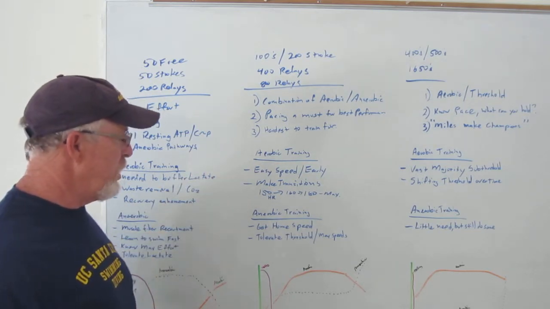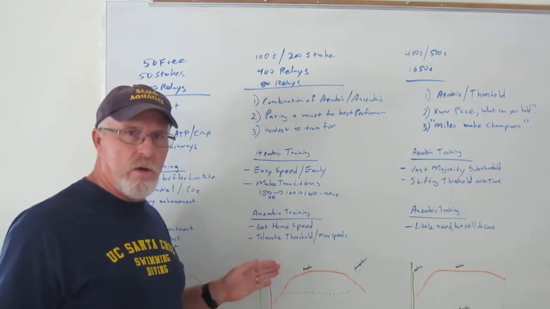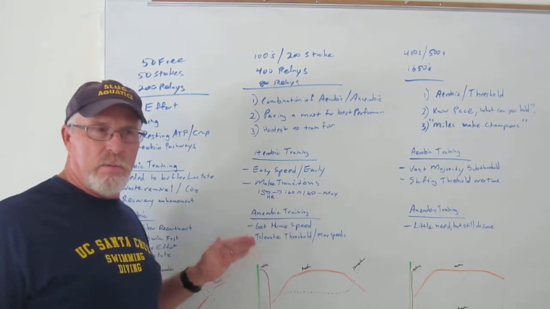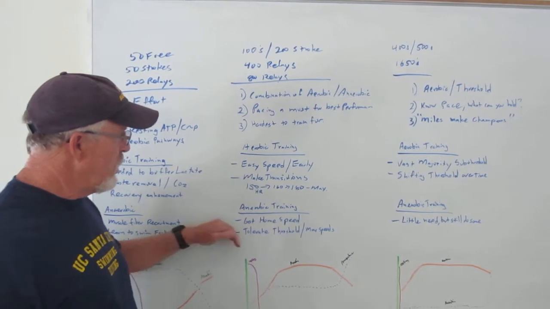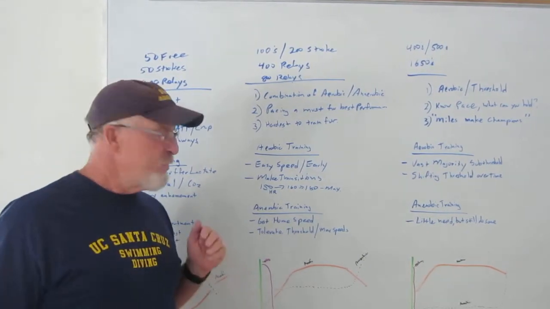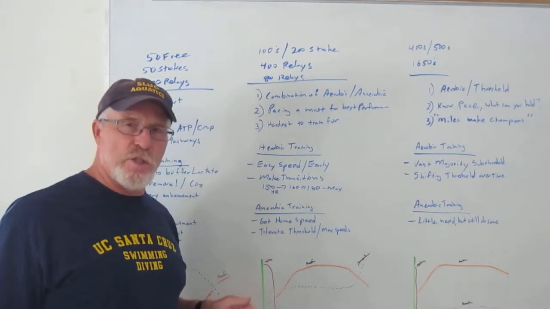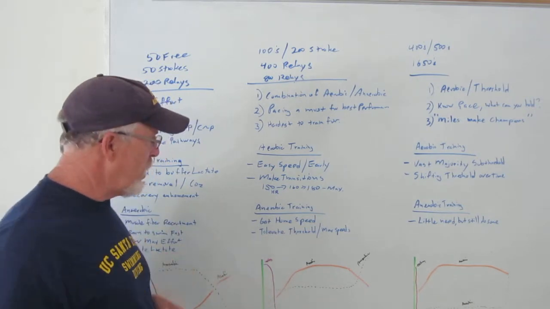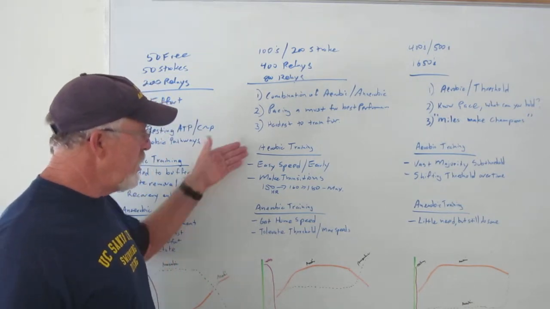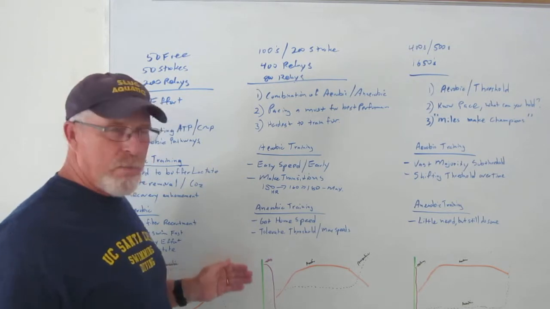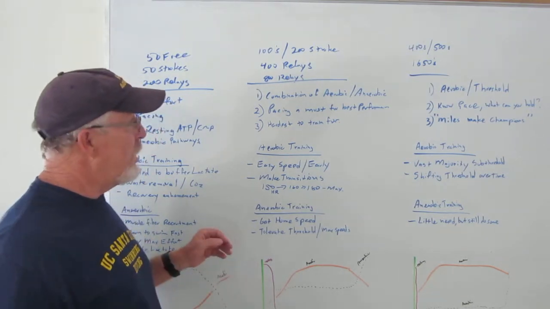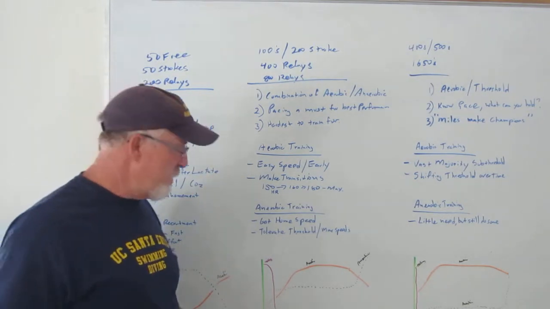Your anaerobic training you need because you need to know how to get home. You need to be able to swim fast at the end. You need to tolerate threshold lactate levels and max speed levels as you're producing a lot of lactate. And so you need both aerobic and anaerobic training if you're really going to be successful in those mid-ranges.